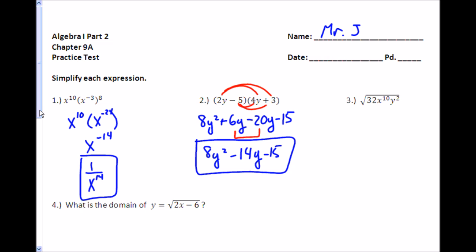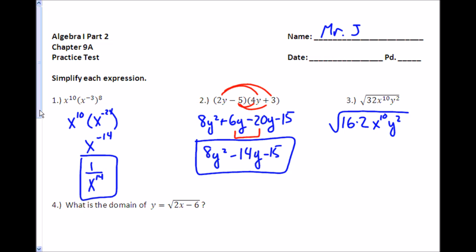For the next one, I have to break this into perfect squares. So I want to find the largest perfect square that divides evenly into 32. And for this particular example, it's 16. I can break that into 16 times 2. For exponents, exponents are perfect squares if the exponent's divisible by 2. Remember, I'm just dividing each by 2 when I take the square root. So x to the 10th is already a perfect square, and so is y to the 2nd.